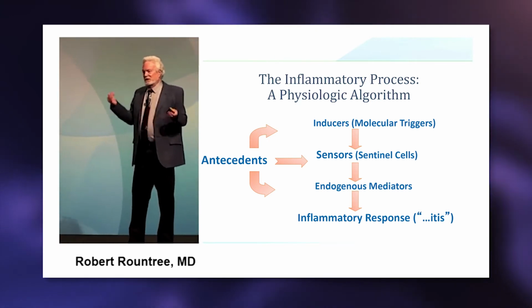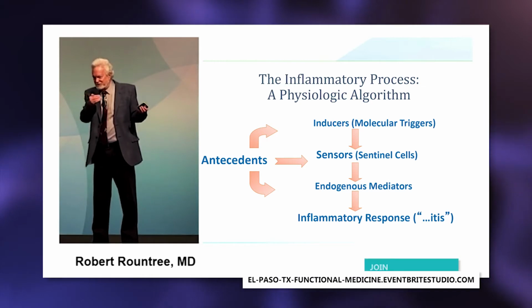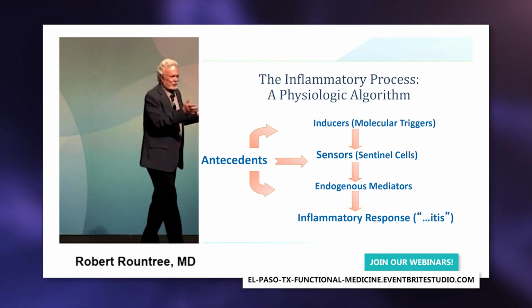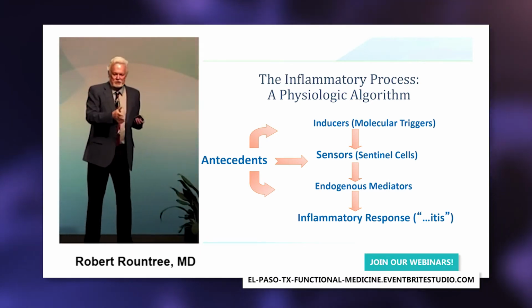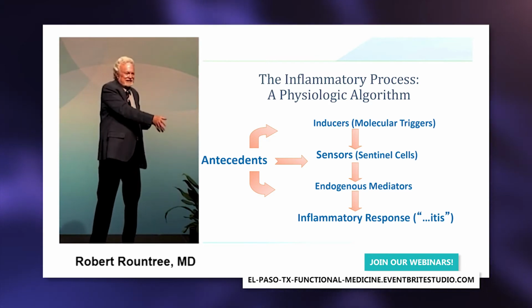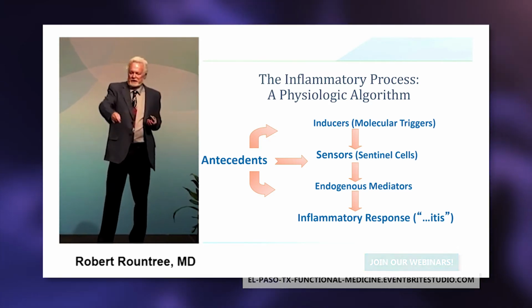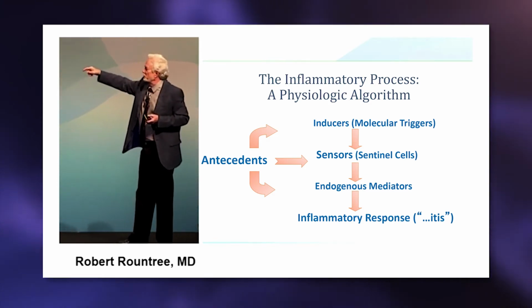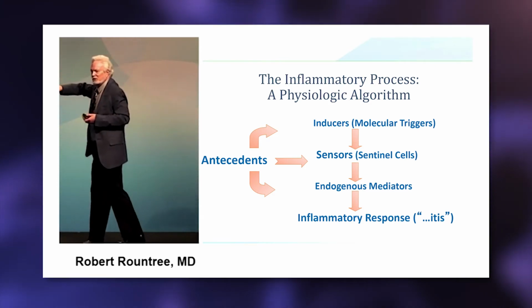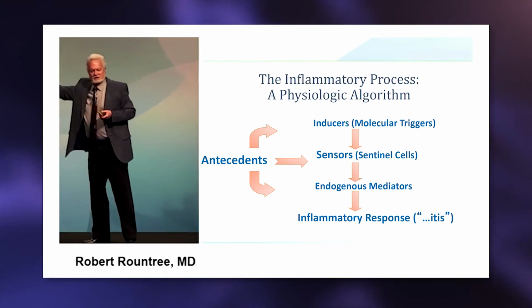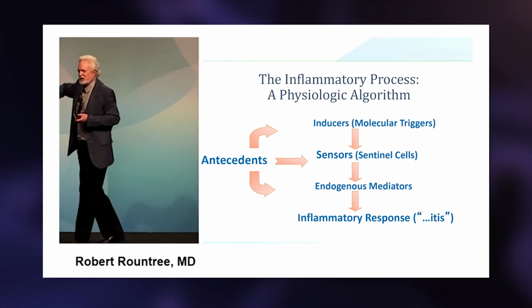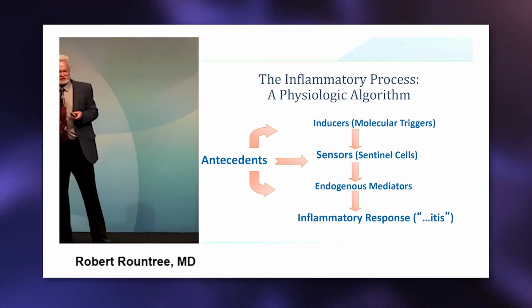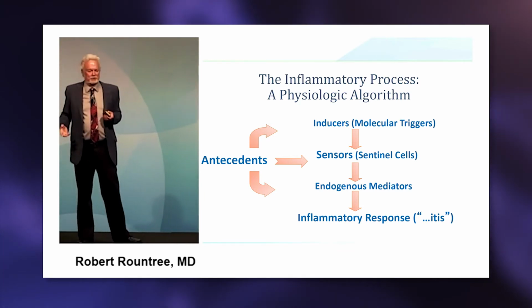Right? But that doesn't mean that the gluten isn't inflammatory for everybody, but there's a wide range of sensitivities to the gluten. That's what the antecedents are all about. And then the gluten is the molecular trigger that's binding to the receptor on the sentinel cell, that's then releasing its endogenous mediators, the cytokines, the eicosanoids, the histamine, and that leads to inflammatory response.